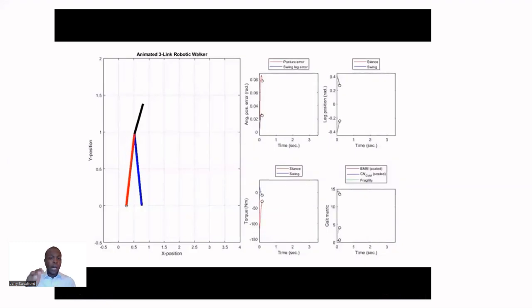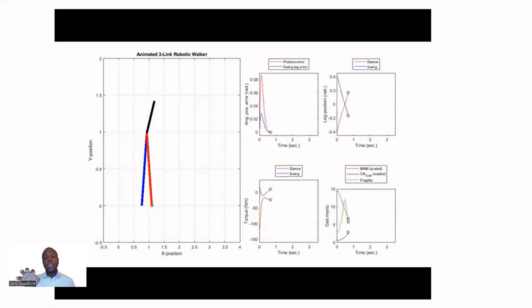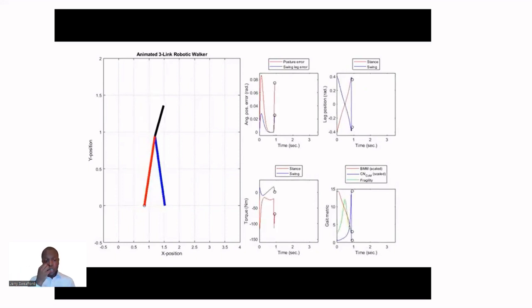So this next thing is a video where I basically show a simulation of the walking. I take the data and, using MATLAB plots, I show an animation of the robot walking and, in real time, show the corresponding stance and swing leg angles and torques and error in the posture and swing leg, but also at the lower right, you see the three measures. So you can tell when everything spikes.